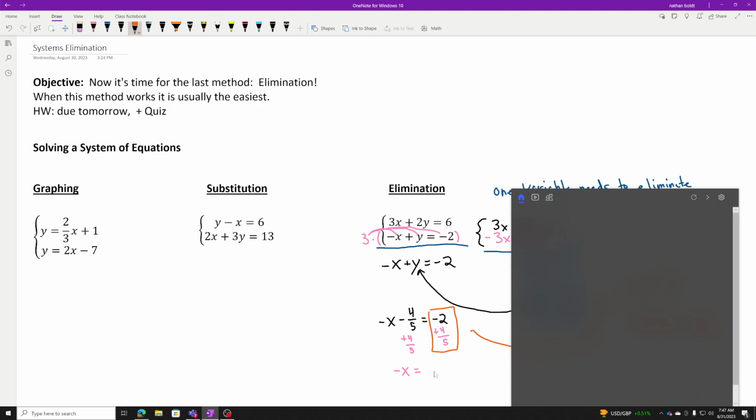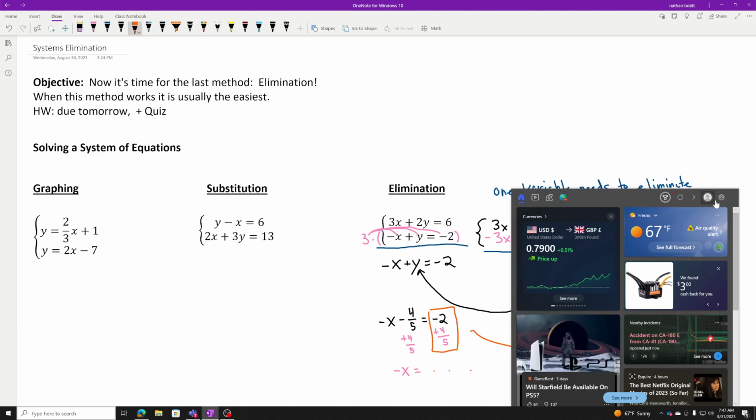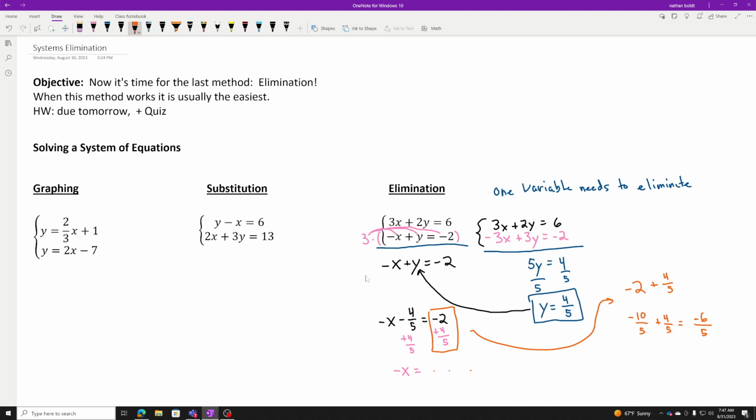So negative x, oops, sorry about that. Not sure why that popped up on me. It went away.